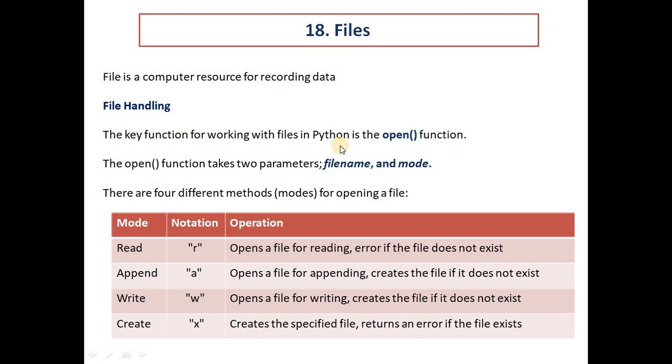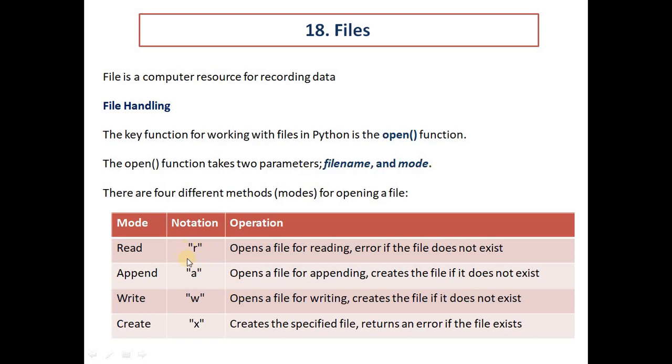In Python, we can handle files by using a function called open. The function open accepts two parameters: one is the file name and the other is the mode. Whenever you want to open any file, you have to specify open, within brackets the file name, comma, the mode in which you want to open the file. There are 4 different modes accepted in Python.